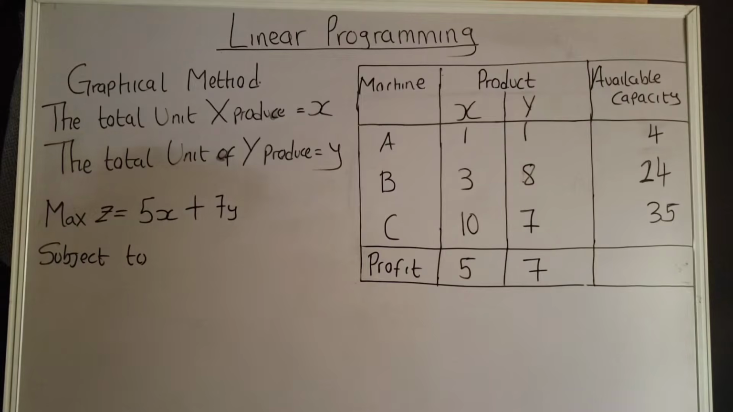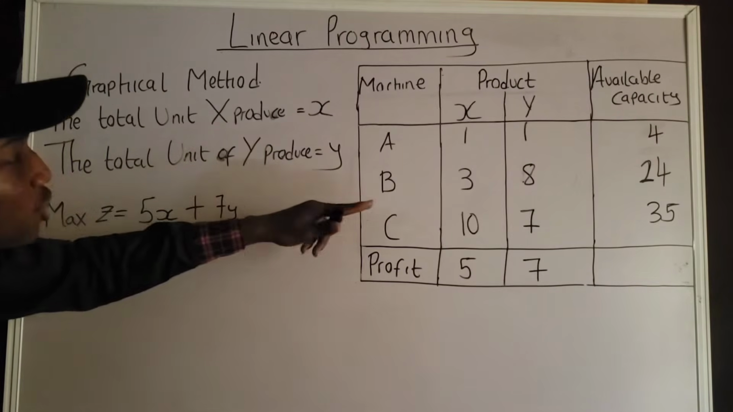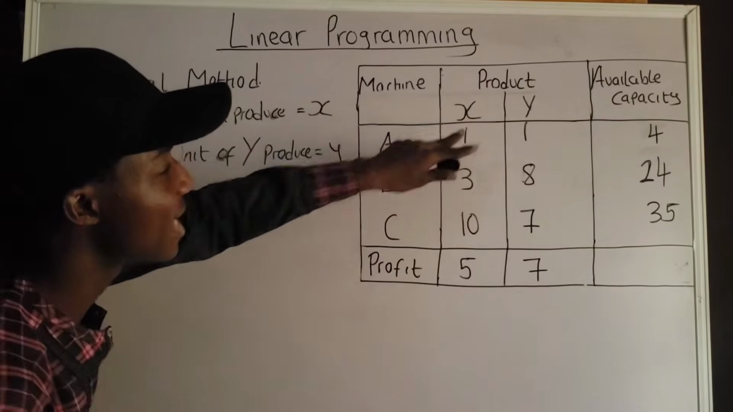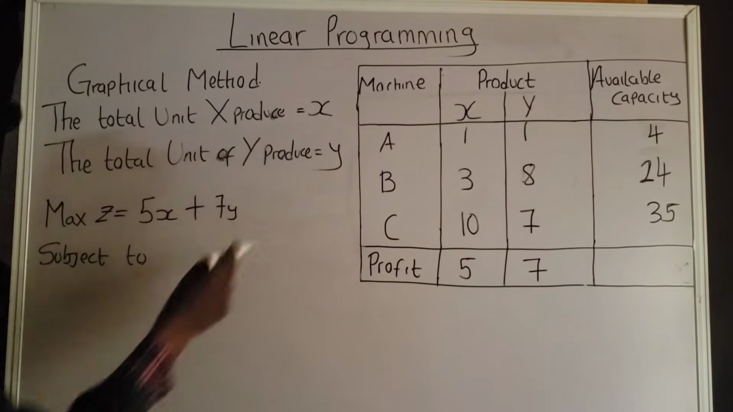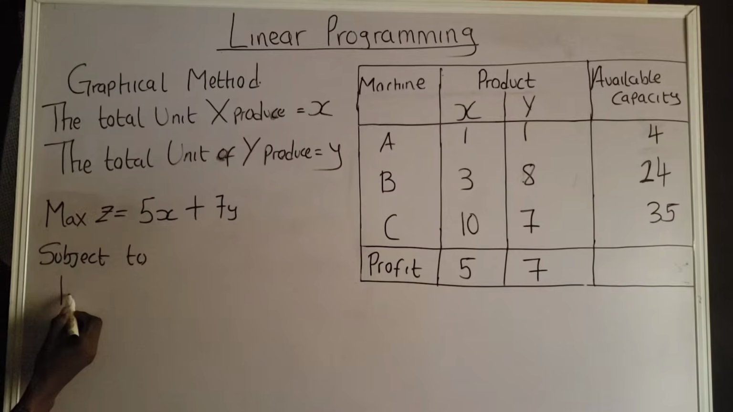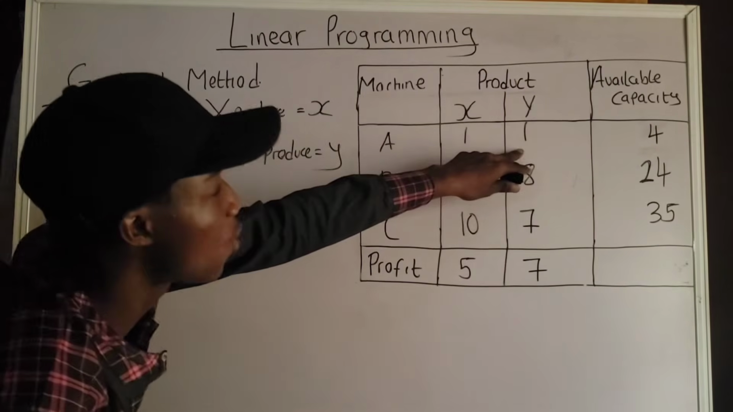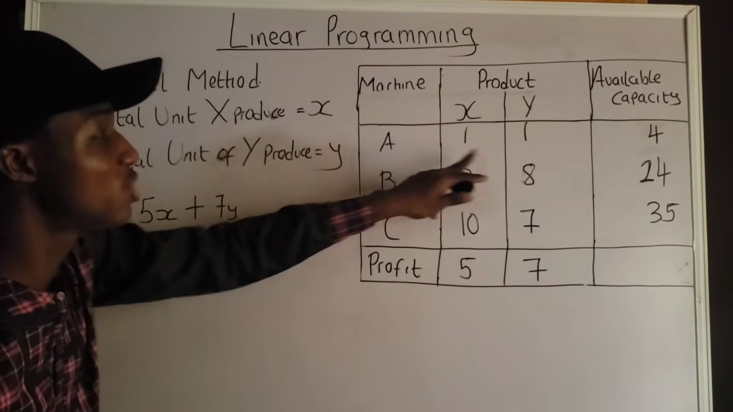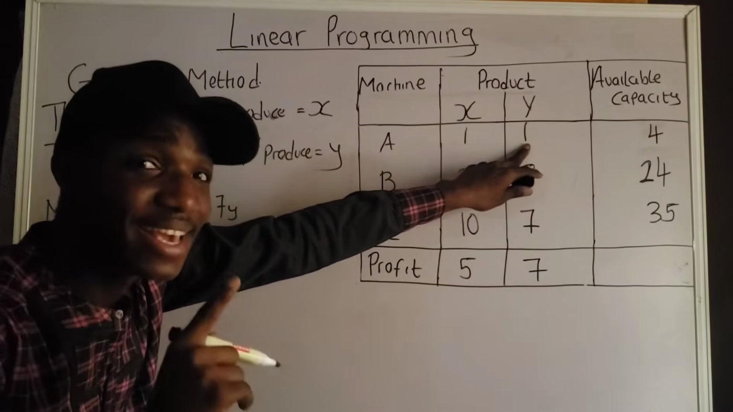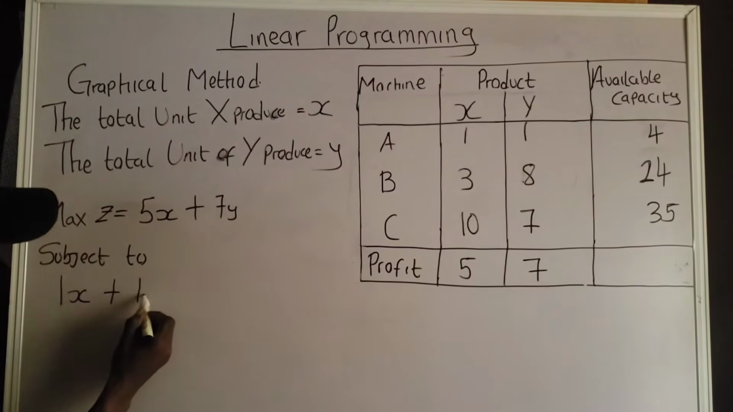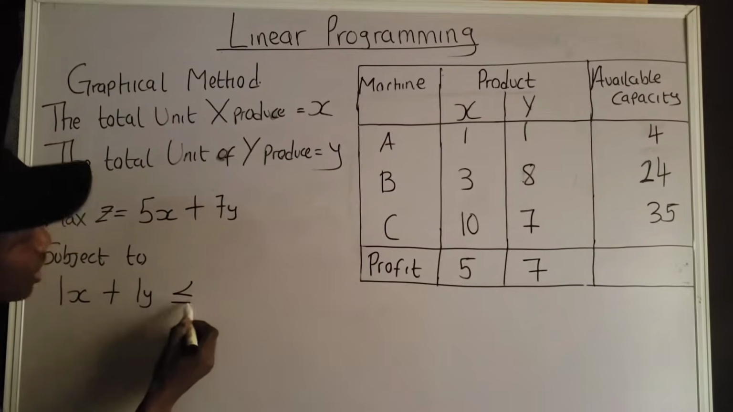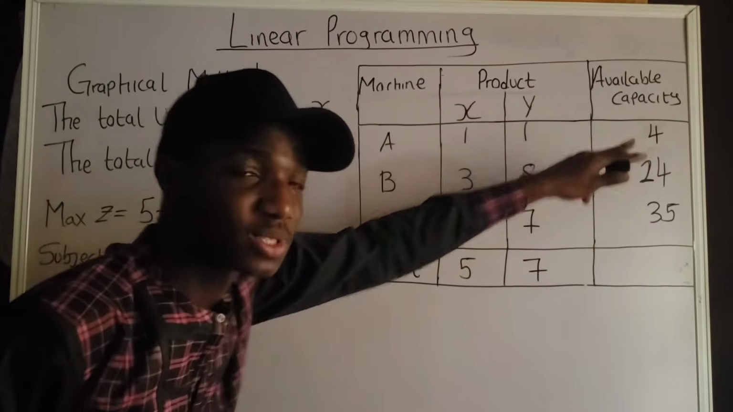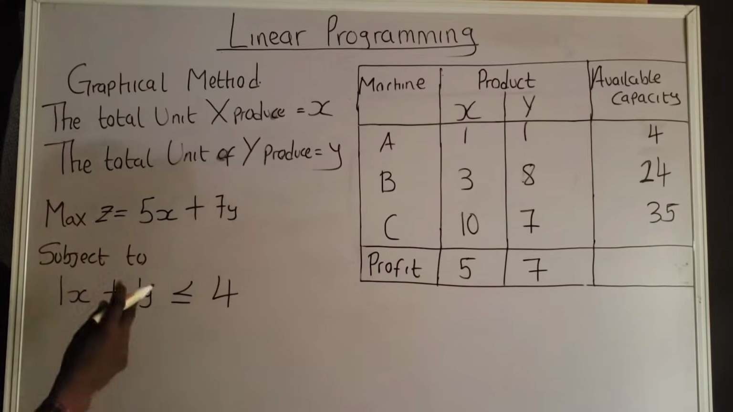And to form the inequality equation of this first constraint, we are going to make use of the same approach. For machine A, to produce 1 unit of X, we have to make use of 1 hour of machine A. So I'm going to have 1x plus, to produce 1 unit of product Y, I have to make use of what? 1 hour of machine A again. So I'm still going to have 1y is less than or equal to what? 4. You understand what I'm saying? This is the first constraint. Please, I want you to follow me carefully.